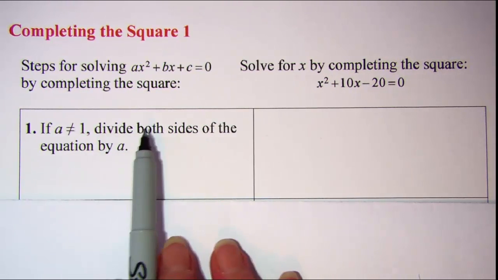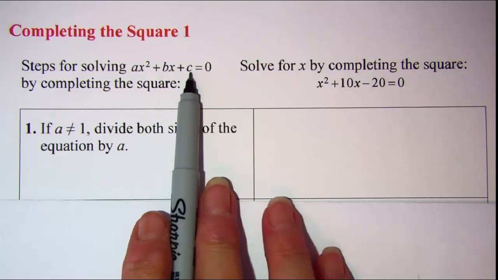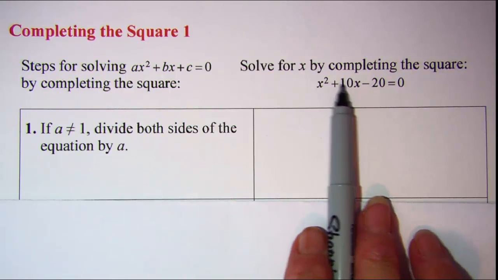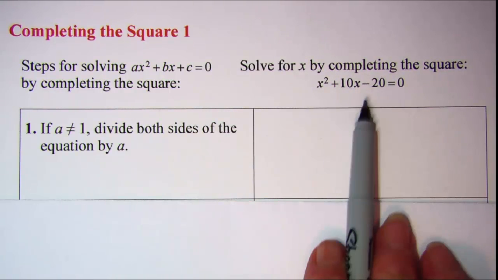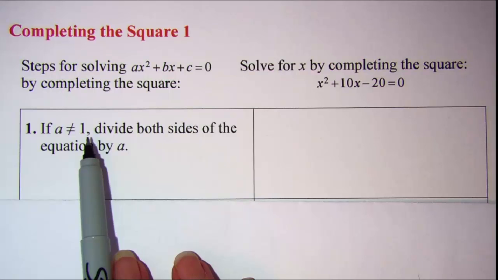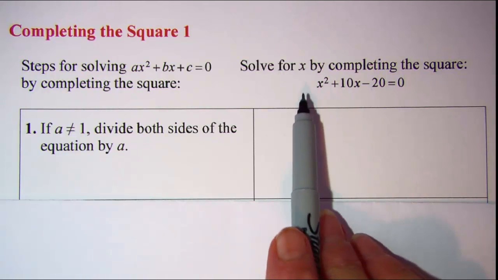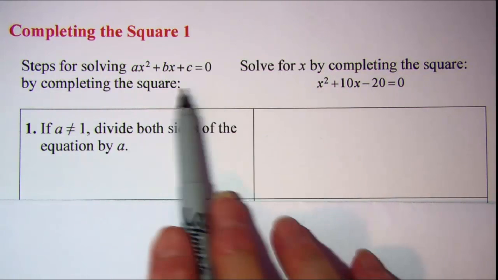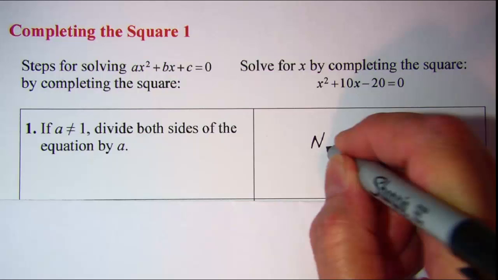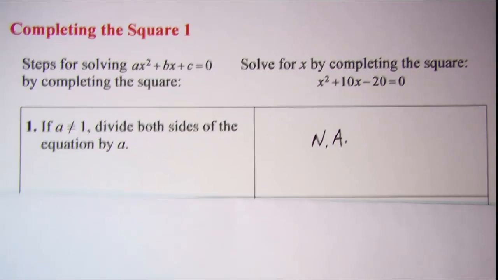Now I'll list the steps for solving a generic ax squared plus bx plus c equals 0. I'll list the steps on the left side, and then I'll actually do those steps with this given equation on the right side. So our first step, if a is not equal to 1, divide both sides of the equation by a. Well, you can see here that the coefficient of x squared, which is a, in this case is 1. So this step is not needed or not applicable, and we can move on to step 2.